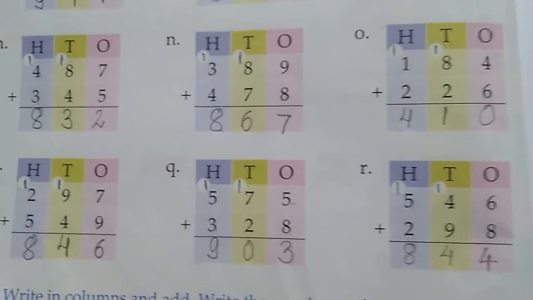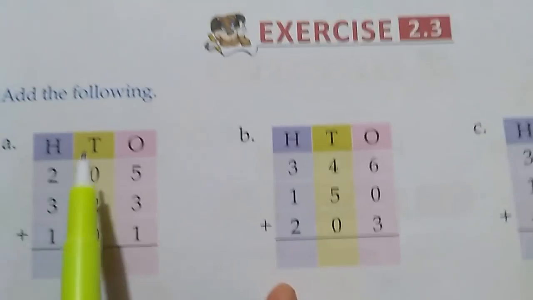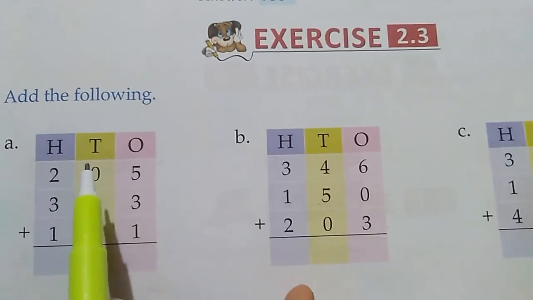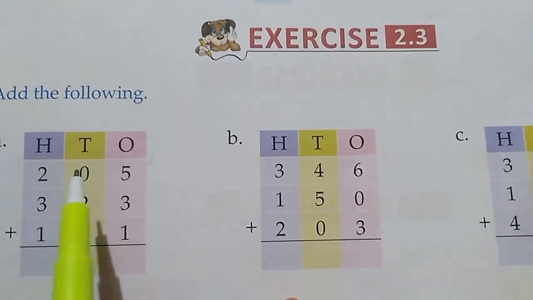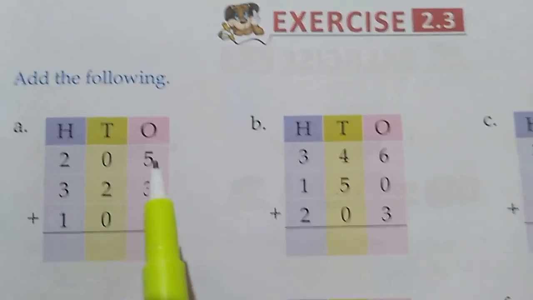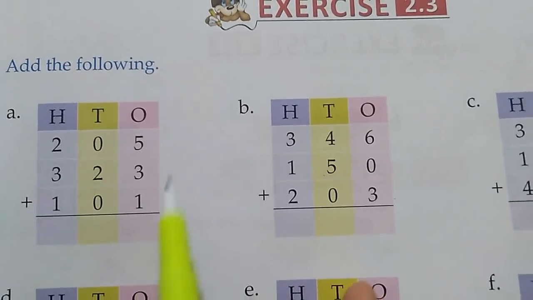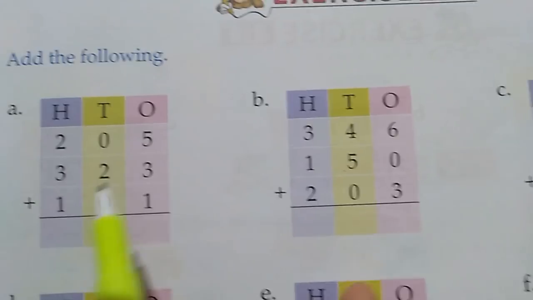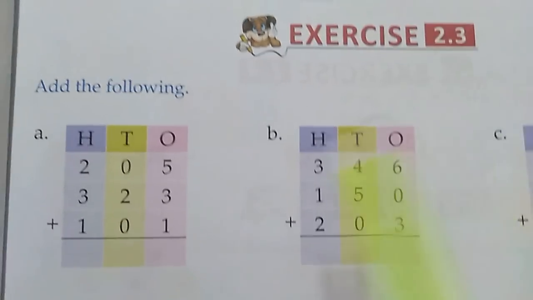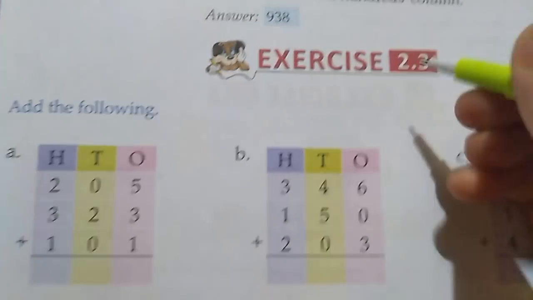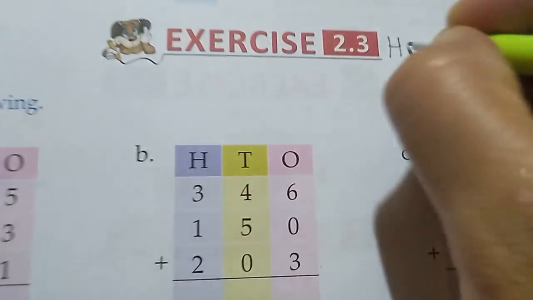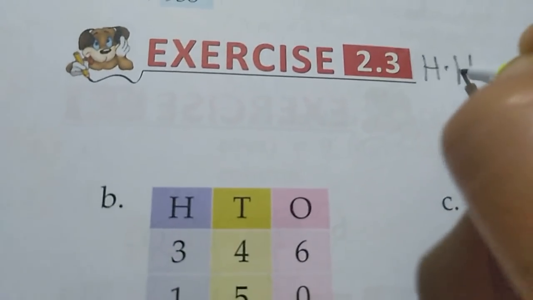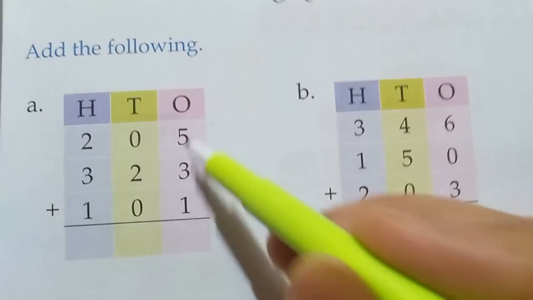And students, now your exercise 2.3. In your exercise 2.3, we have got addition of 3 numbers of 3-digit numbers without carry, okay. Here you have 3 numbers of 3-digit numbers, okay, in which you don't have to take any carry. So this one is your homework, okay. Exercise 2.3 is your homework. Fine students. First one I will solve for you, okay.